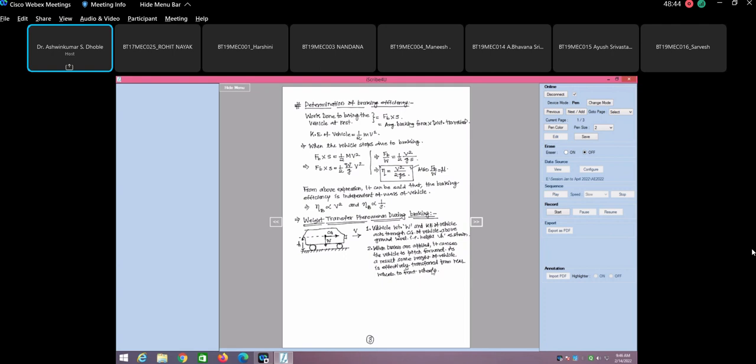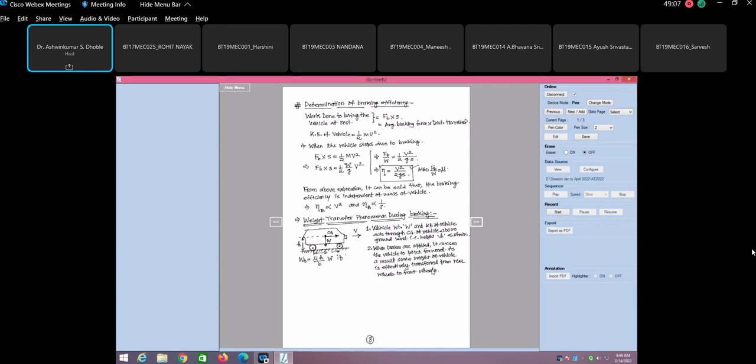How much weight is transferred? I will just give you the number; I don't have the derivation. Weight transfer is equal to mu, where mu is the coefficient of friction, times h divided by B, where B is the wheelbase of the vehicle, into weight of the vehicle.